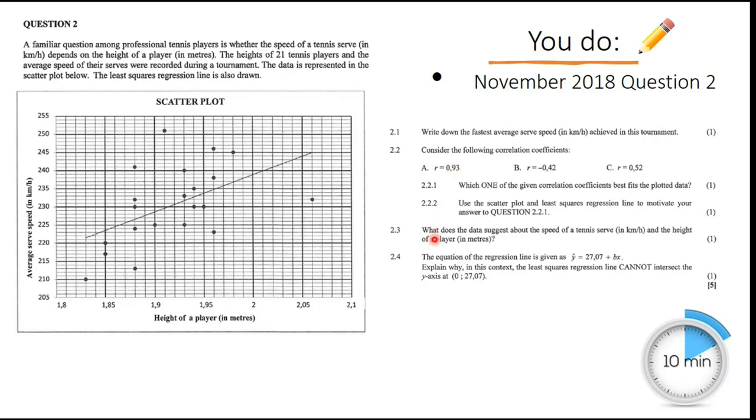What does the data suggest? Now, to me, it doesn't suggest a lot, because what they're hoping for is that the taller you are, the faster you serve. But is it true? Where's the tallest guy? Over here's the tallest guy, but he doesn't serve as fast as the others. But we'll see now. And then 2.4 is, why is it not possible for this line to go through that point? Brilliant, brilliant answer.